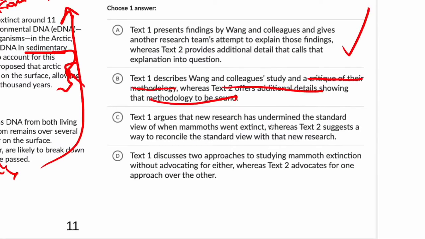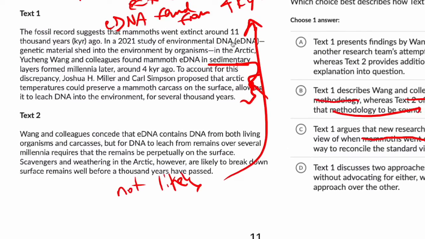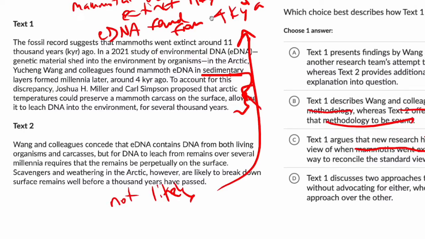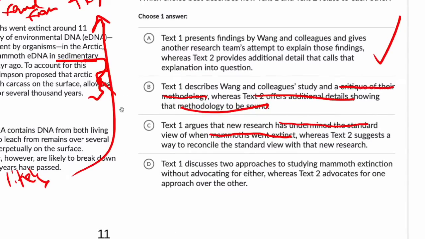C, text 1 argues that new research has undermined the standard view of when mammoths went extinct. Nope, it does not. Text 2 suggests a way to reconcile the standard view with that new research. No, the first passage is not saying that evidence has called that into question. Indeed, the first passage is trying to show how this other evidence can be reconciled or brought together with the fact that mammoths are thought to have gone extinct 11,000 years ago. So C is not doing that, or the passage is not doing what C says.